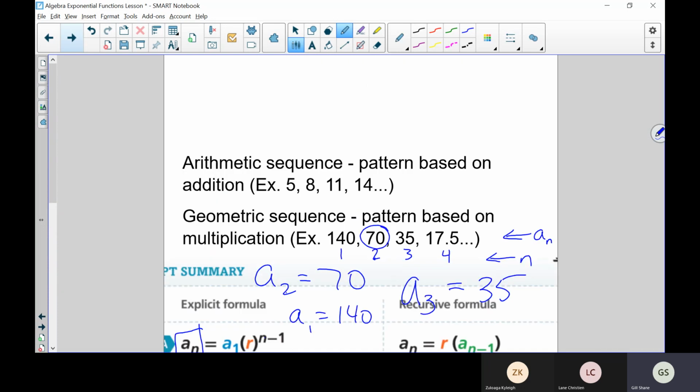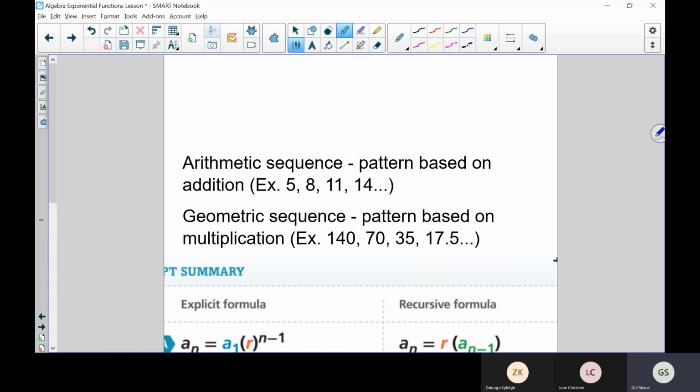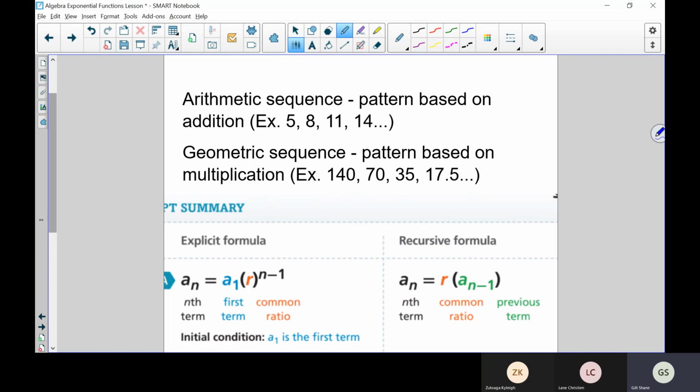So arithmetic, I'm not going to put a bunch of stuff on this because we already tested on this a while back, but there would probably be one question where I ask you something about arithmetic sequences. Geometric, though, is the one that we just did, so there's going to be a lot of stuff on that. A geometric sequence means that we are multiplying by the same number every time to get to the next term.